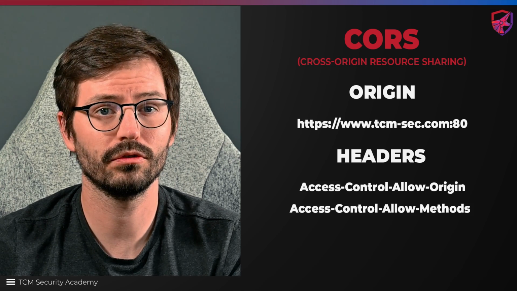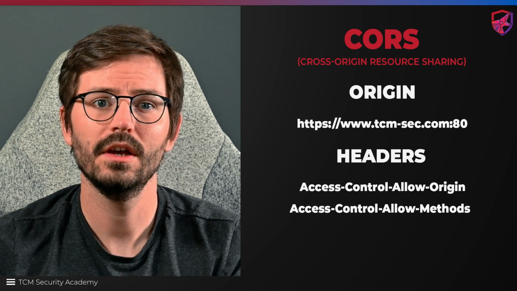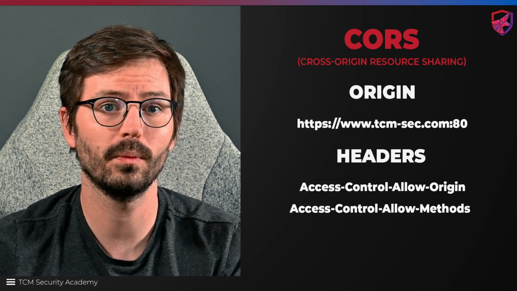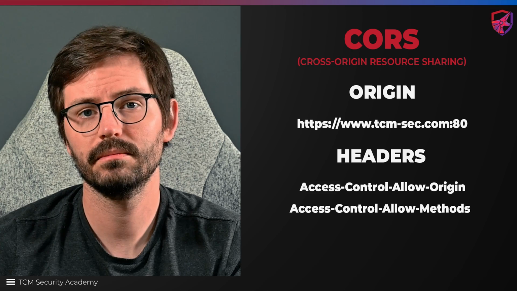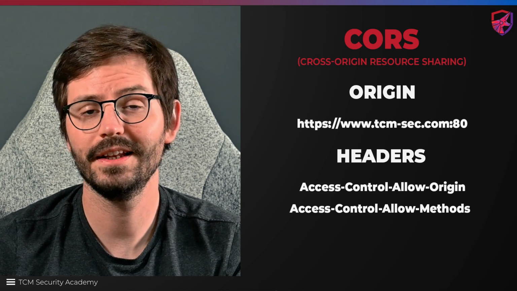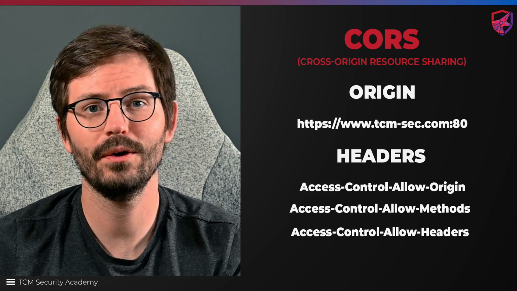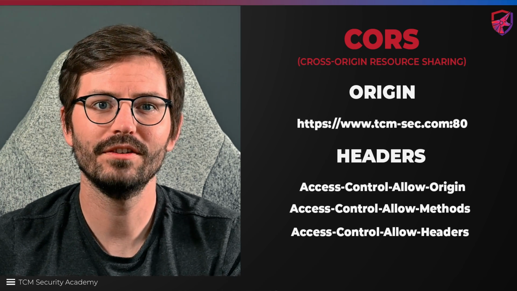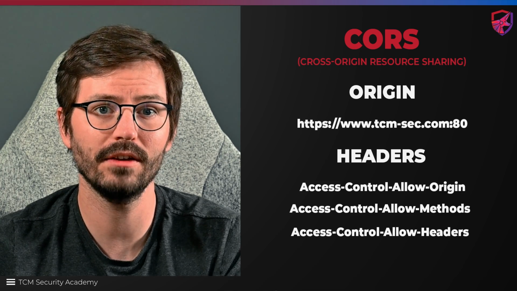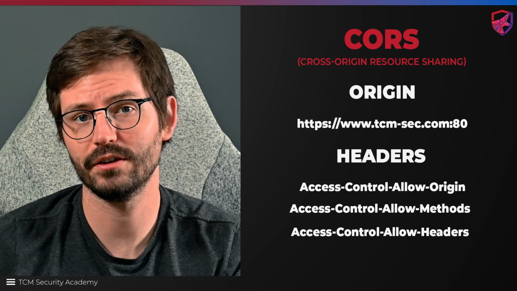Next is the access control allow methods header, and just as it sounds, this header specifies the method or methods allowed when accessing a resource. And of course, this could be things like get, post, put, delete, etc. And finally, we have the access control allow headers header, which is used in a response to a pre-flight request to indicate which HTTP headers can be used during the actual request.